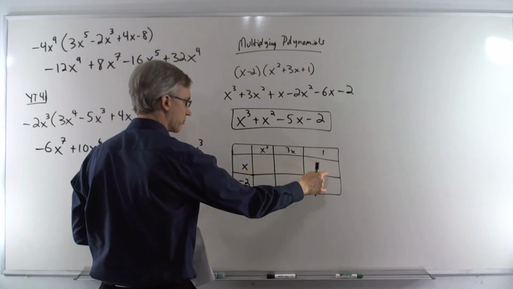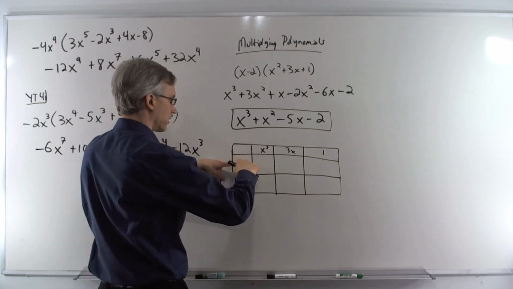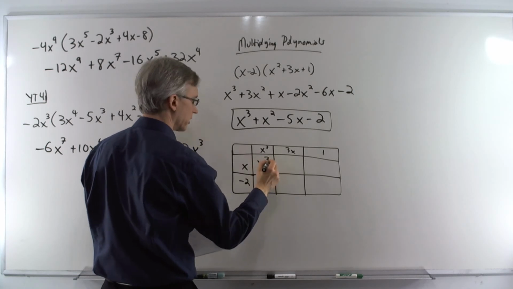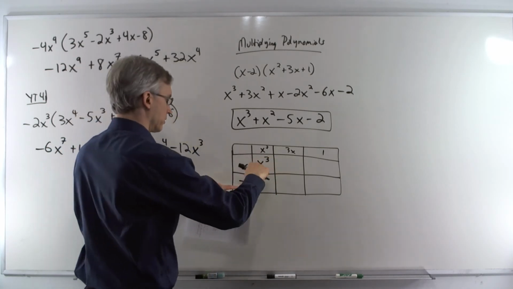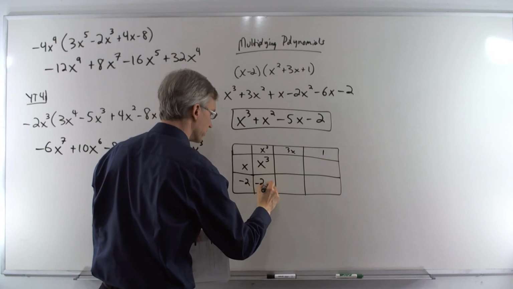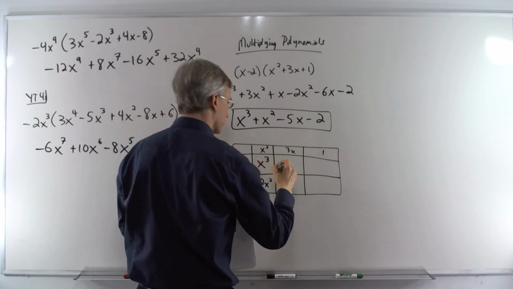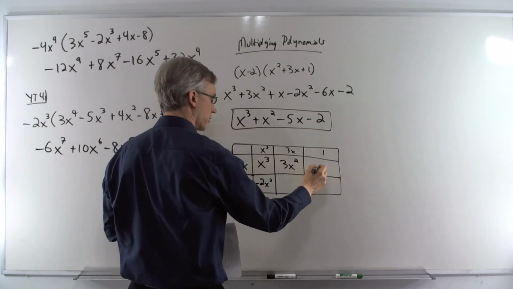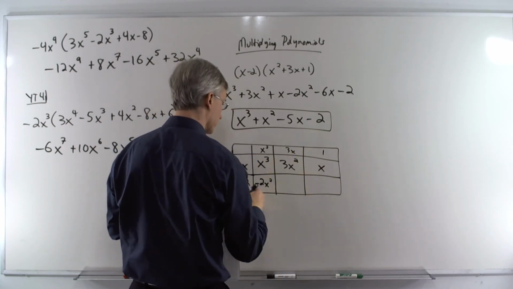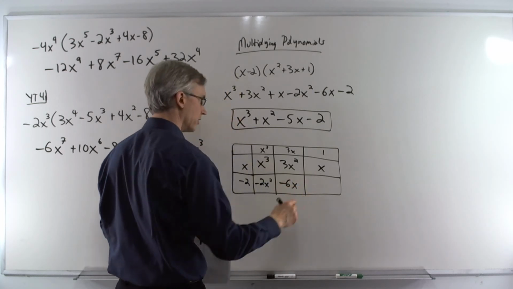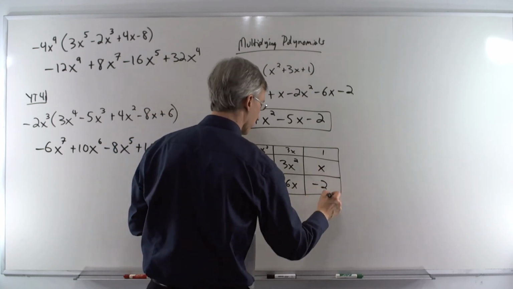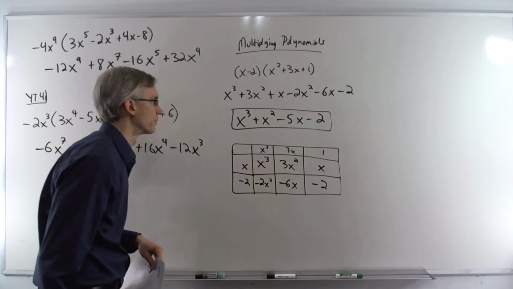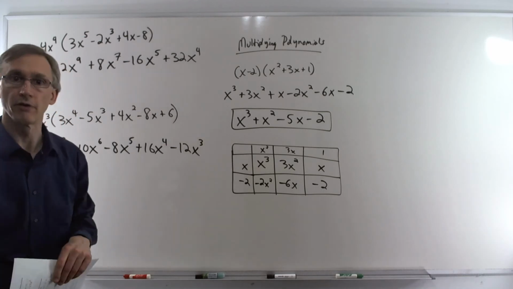Now notice we have 6 answer blocks. So we'll multiply, say, x by x squared, put the answer in their intersection here, x to the third. -2 times x squared, -2x squared. X times 3x, that's 3x squared. X times 1 is x. 3x times -2 is -6x, that goes here. 1 times -2 is -2. So I have each one of these terms I listed out here, each one of those goes in a block, and then we'll combine like terms just like we did before.